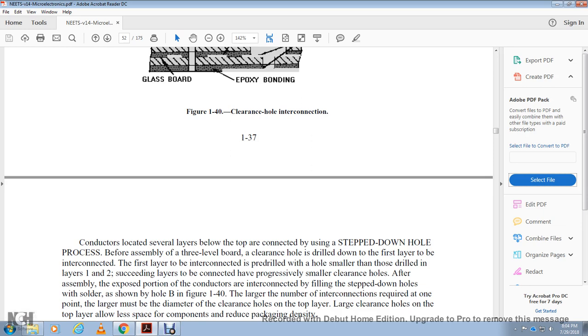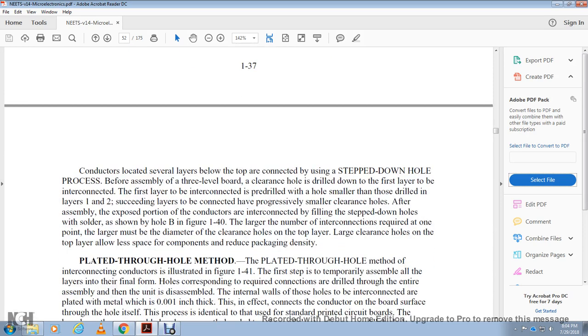After this assembly, the succeeding ports of the conductors are interconnected by filling the step-down hole with solder, as shown in B of figure 140, with the lower number of interconnections required at the point of the larger diameter. The clearance of the hole is in the top layer. The clearance on the top layers allows less space for components and packaging density.